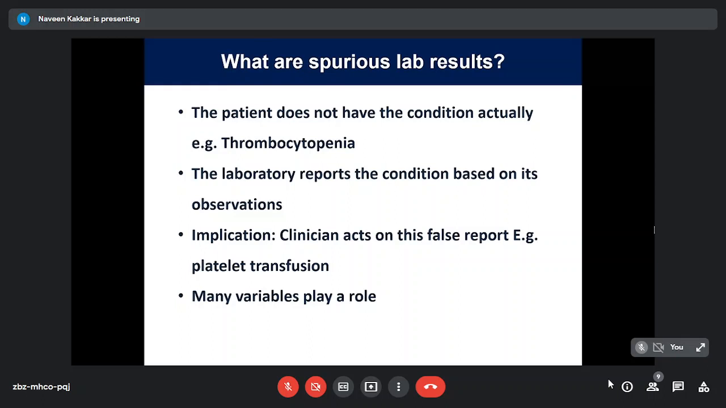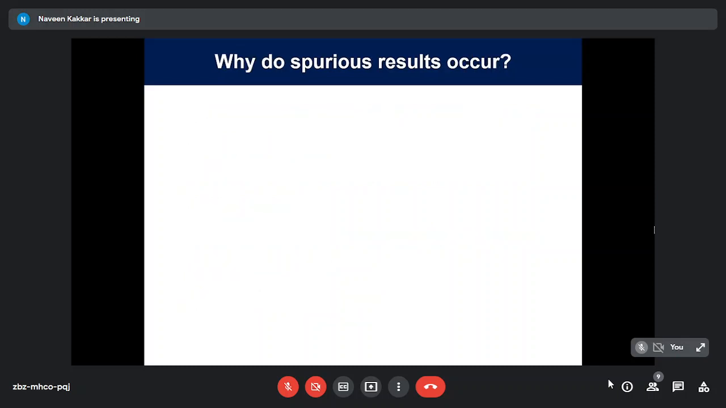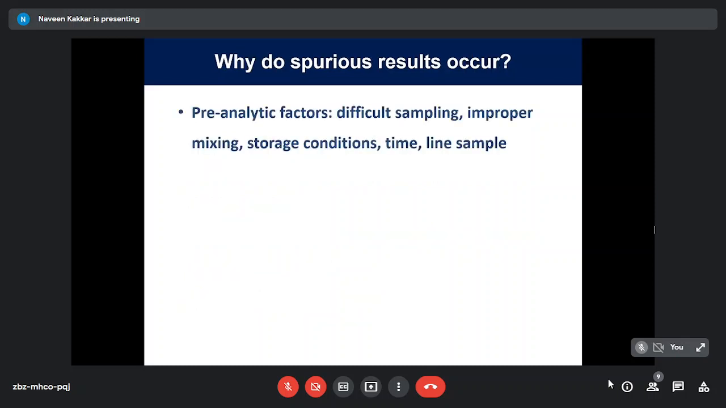Implication: the clinician acts on this false report. He gives a platelet transfusion. So we have a loop which is really worrisome for the patient and the clinician, and should be for us also in the labs. A lot of variables play a role in generation of these spurious results. Why do they occur? Let's look at that.